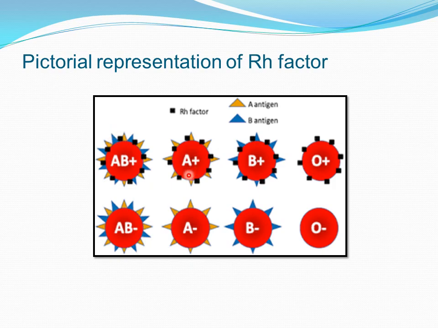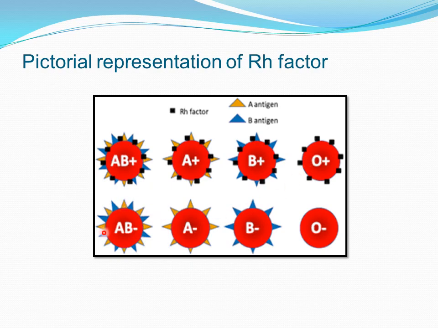The A positive group has the A antigen as well as the Rh factor. Whereas B positive has the B antigen as well as the Rh factor. So that is the positive part, right? And O positive does not have any other antigen, so it only has the Rh factor on its surface. So this is a protein which is present on the surface of the RBC.